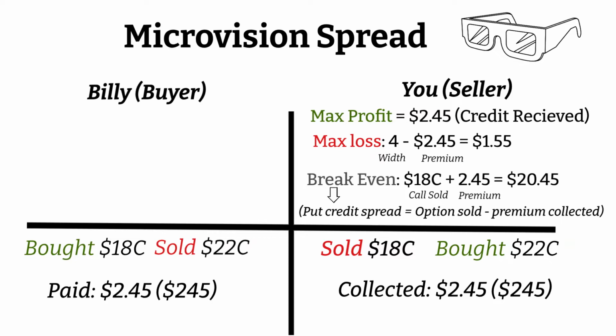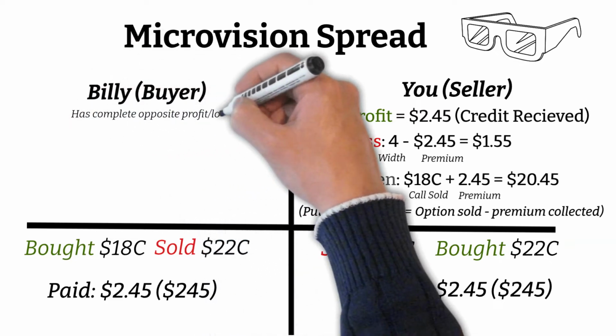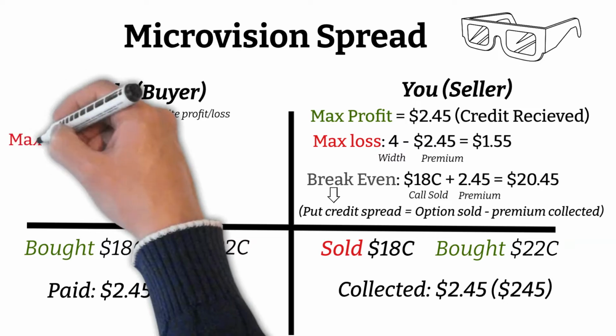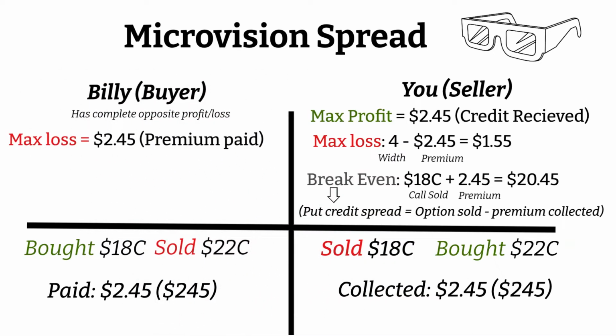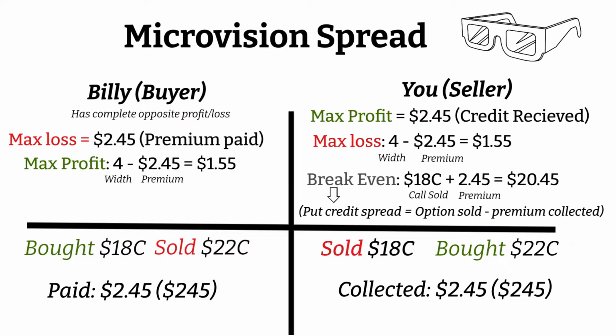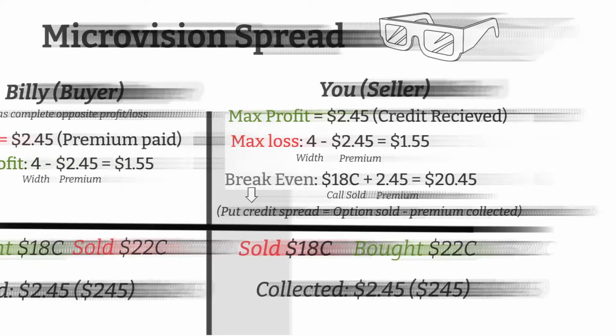To find the break-even on a put credit spread, you would subtract the premium you received from the strike you sold. Billy, who is on the other side of your trade, would have the complete opposite profit and loss. Since you sold him the spread for $2.45, his maximum loss would be $245, while his maximum gain would be your maximum loss of $1.55 or $155.